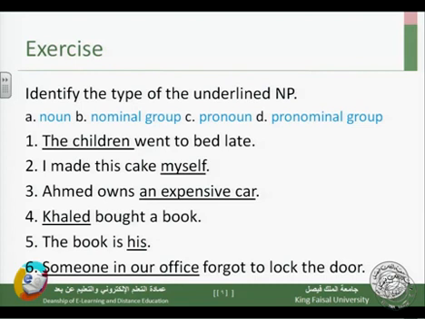Here we have two phrases, one embedded in another phrase. So someone in our office, this is a phrase, and we have another phrase within it, our office. But we are asked here to provide the type of the whole underlined phrase. So the whole phrase, someone in our office, is a pronominal group. So we have someone, which is a pronoun, and we have modifiers in our office. So it is a pronominal group. Our office, if we only want the type of our office, it is of course a nominal group. So because we have office, the head is a noun, and our is a modifier. And so the answer for number six is a pronominal group, because we're talking about the whole phrase, someone in our office.